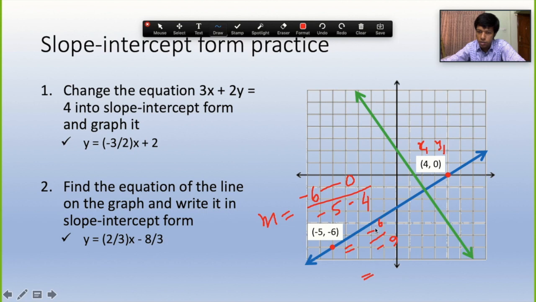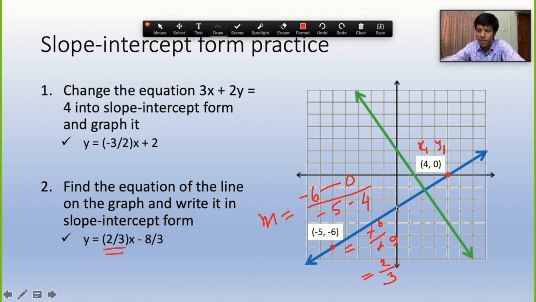And you can see minus minus cancel out. Then 6 divided by 9 equals 2 divided by 3, because you can do some cancellation by 3 in both numerator and denominator. So it will be 2 by 3, and this 2 by 3 is the slope. And the y-intercept is minus 8 by 3.